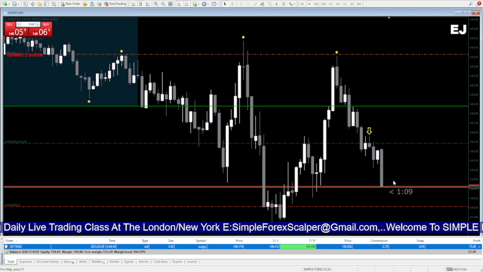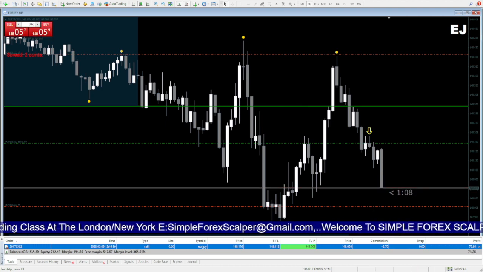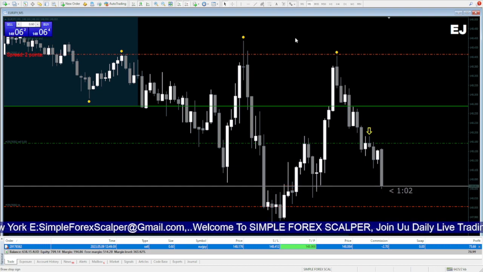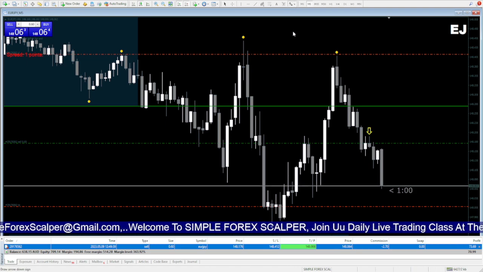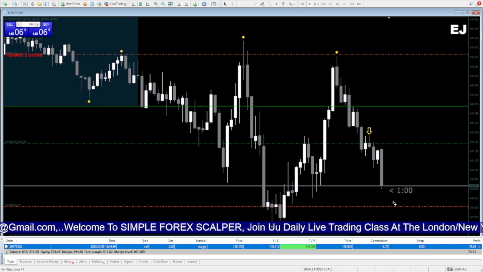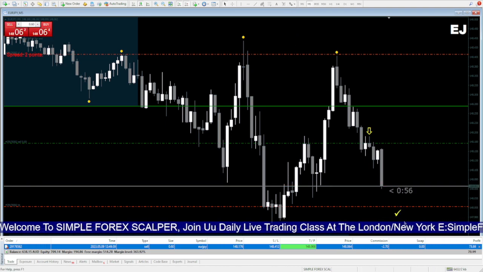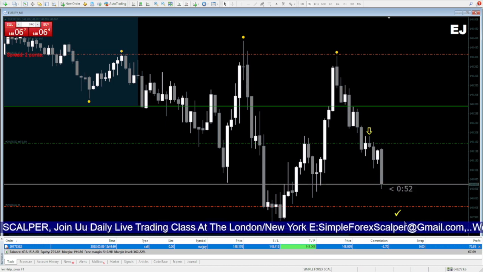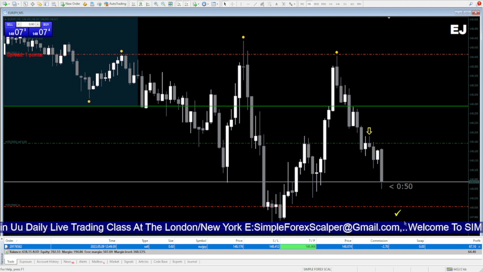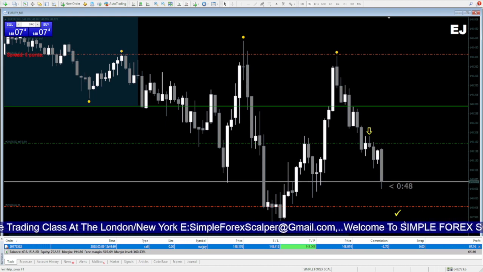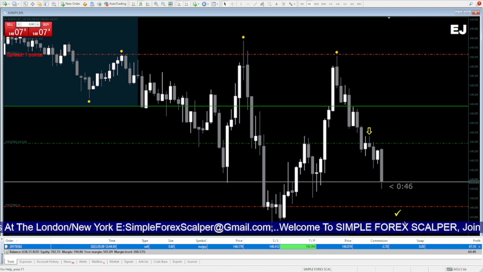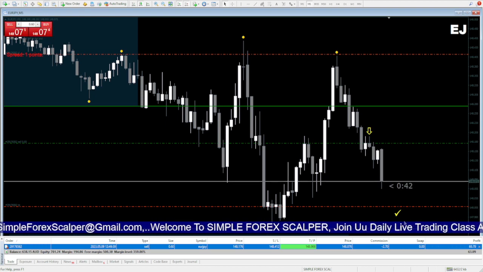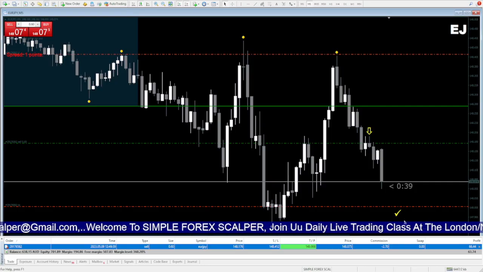Okay, so the market's really moving down towards our take profit target here, which is this line here. It's an automatic take profit target, so as soon as it hits this target, we're going to close our trade. Now you can close your trade early if you wish, and take that profit here of $65.